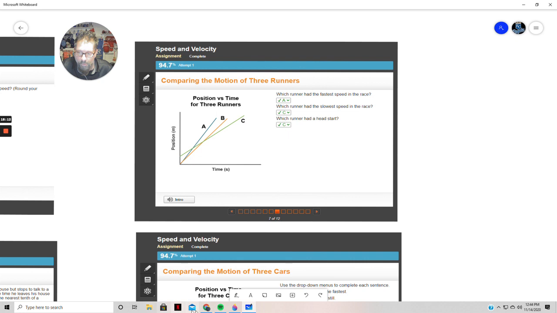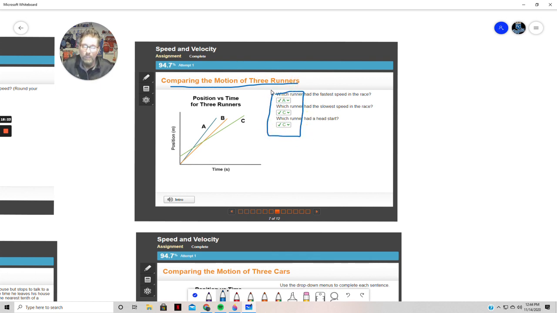Alright, so now we're going to be comparing the motion of three runners. And again, you guys did a great job, but let's talk about what each of them means. Fastest speed. The idea of fastest speed, this is time. If you're timing runners with a stopwatch, who's going to have the fastest speed? The person with the lowest time, if all the distances are relative.